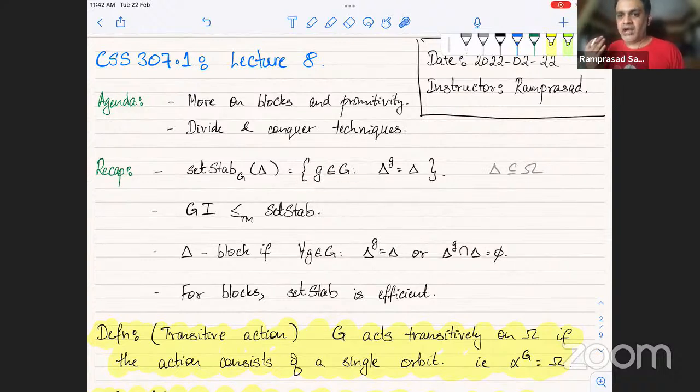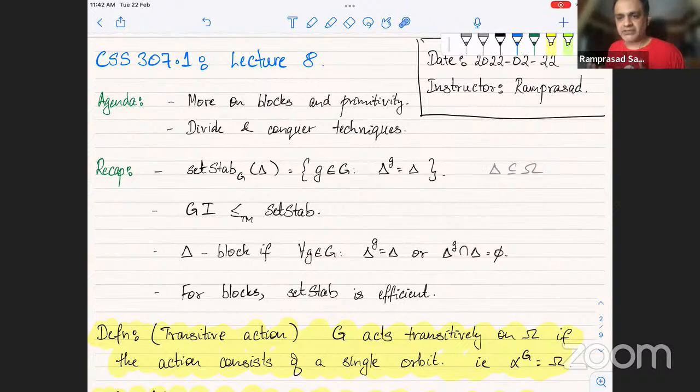And what I'm going to ask for is a generating set. Like, can you give me a small generating set for this subgroup? And if we could somehow solve this problem efficiently, we saw that we could solve the graph isomorphism problem. And there are special cases where we could solve this problem efficiently, which was precisely when this delta happens to be a block.